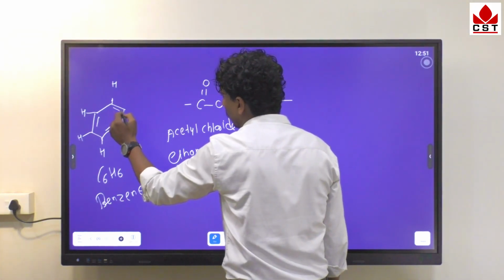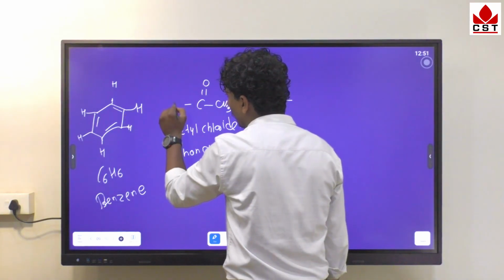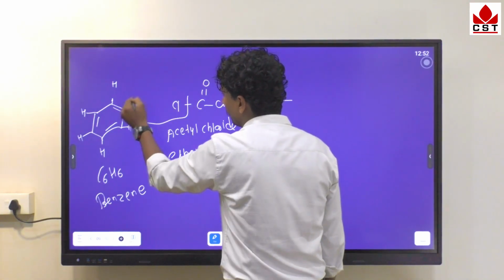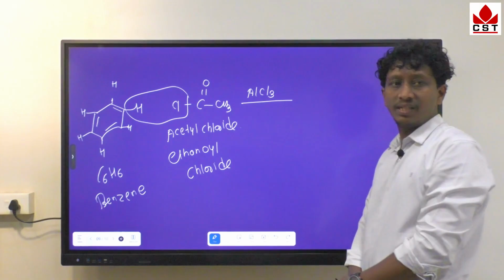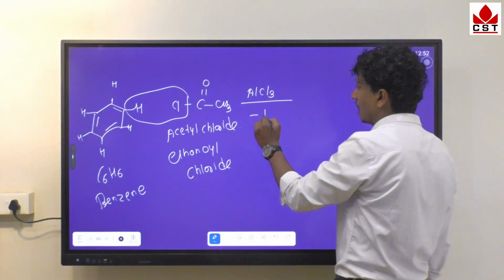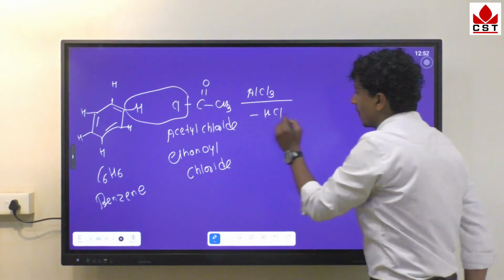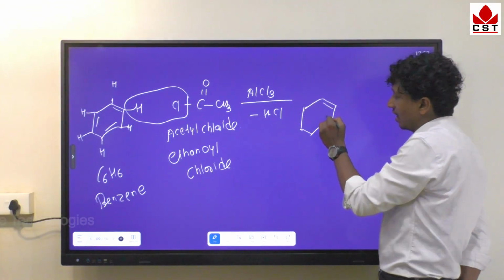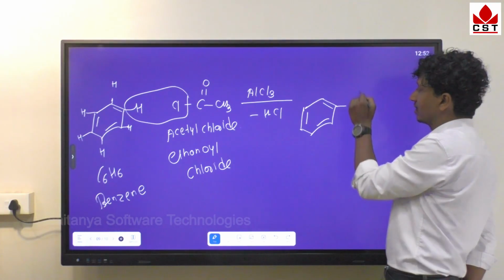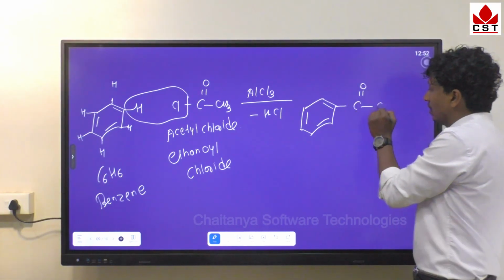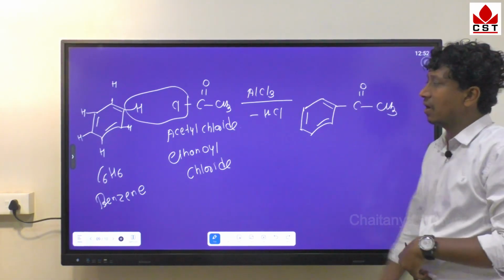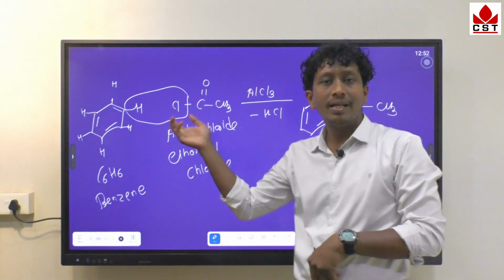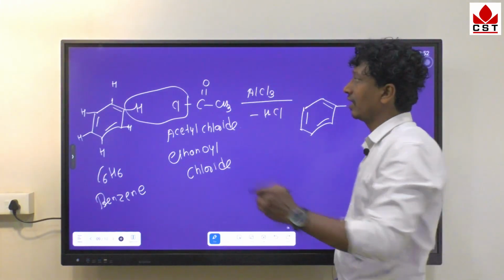There is a hydrogen and the chlorine. In the reaction, replacement of this Cl by H occurs, with loss of HCl, and the formation of such a ring as it is. There is a C double bond O and a CH3. Now CH3CO is introduced into the benzene ring.